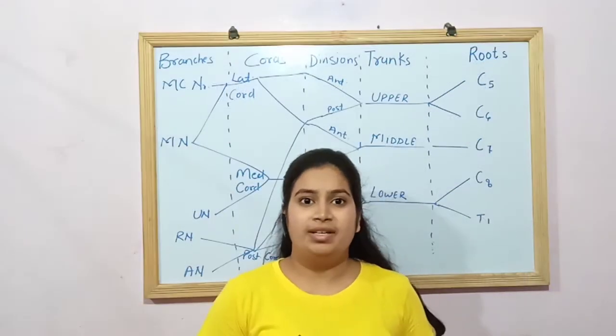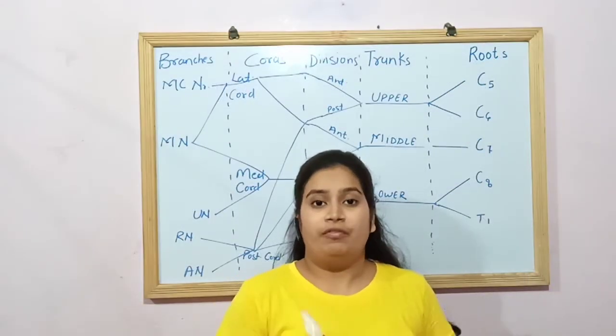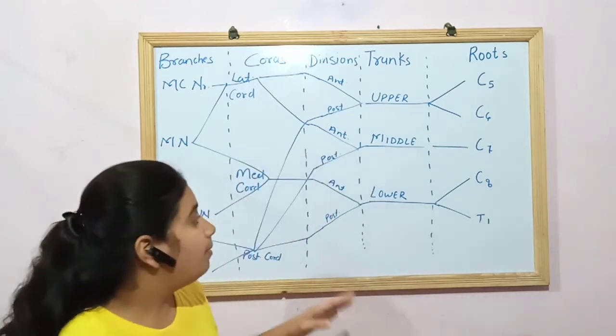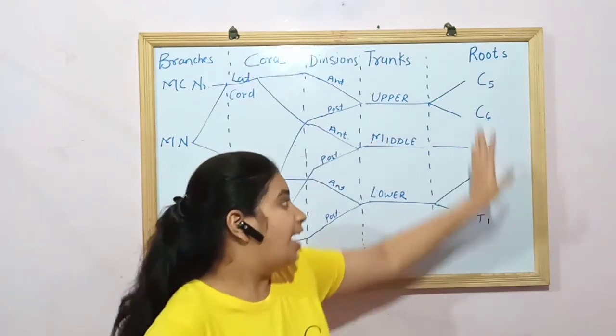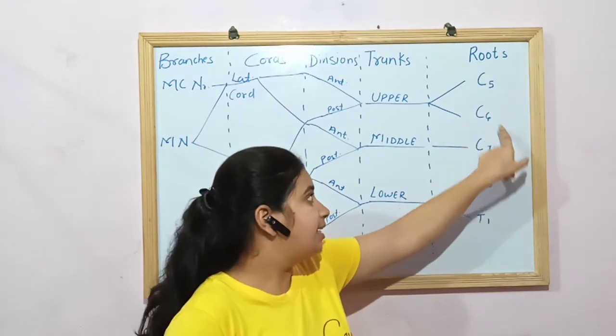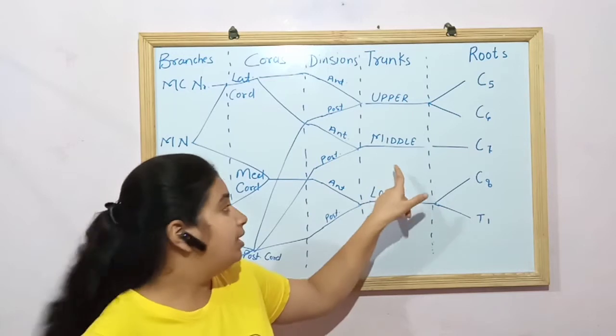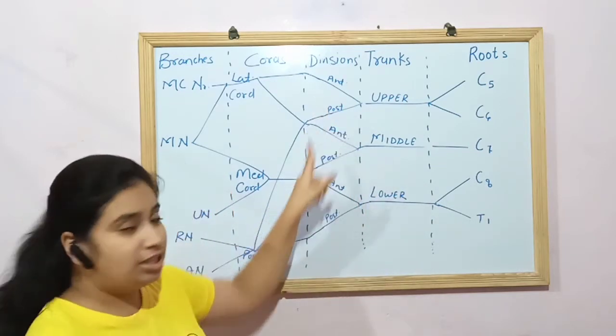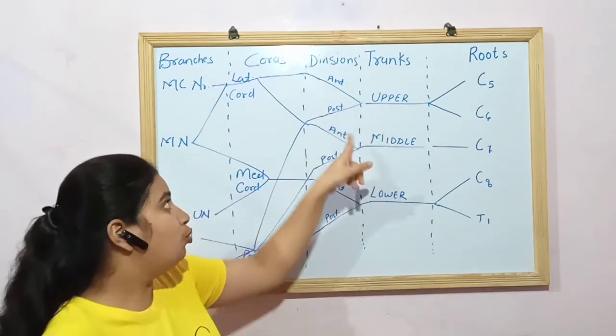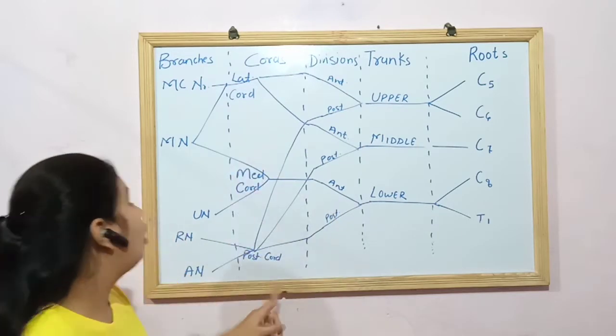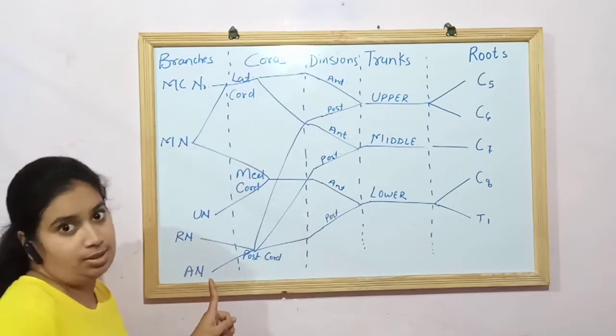Now we are moving on towards the structure of the brachial plexus. Brachial plexus consists of 5 roots: C5, C6, C7, C8, T1; 3 trunks: upper trunk, middle trunk, lower trunk; 6 divisions, each giving 2, anterior and posterior; 3 cords; and 5 terminal branches.